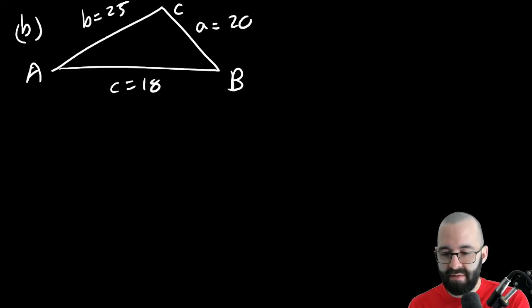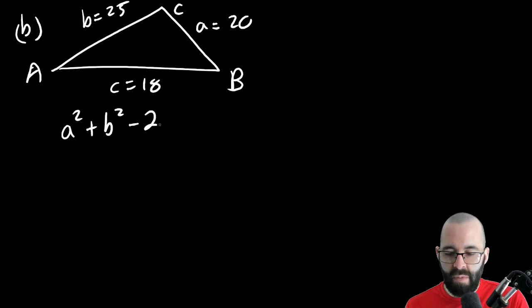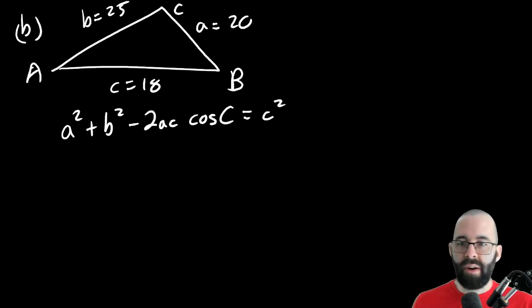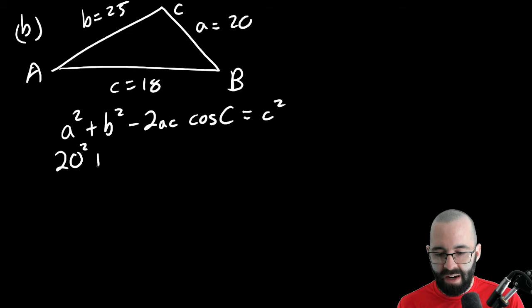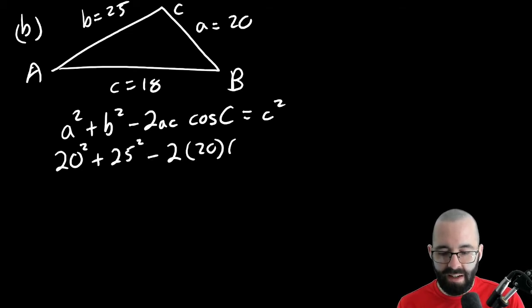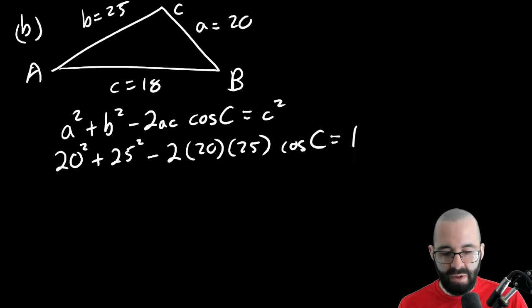Pick your favorite. This is my favorite: a squared plus b squared minus 2ab cosine of capital C equals c squared. Plug things in, solve for C. So a is 20, so this becomes 20 squared plus 25 squared minus 2 times 20 times 25 times the cosine of C equals 18 squared.